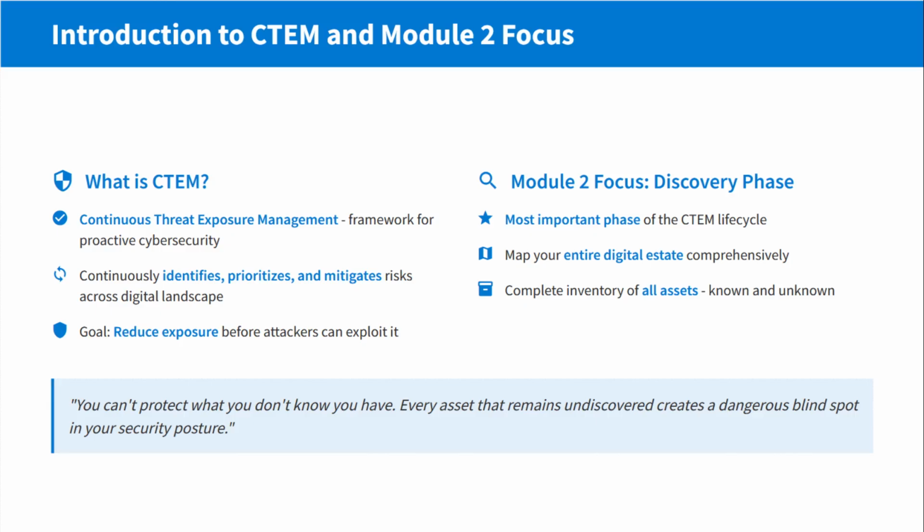Here's the thing. The importance of a complete asset inventory cannot be overstated. It is the foundation for an effective continuous threat exposure management. Think about it this way. You can't protect what you don't know you have. Every asset that remains undiscovered creates a dangerous blind spot in your security posture. It's like leaving a door unlocked that attackers can potentially walk right through. The entire notion of a proactive approach requires a full understanding of your digital footprint to work properly. Without any further ado, let's dive right into the details.